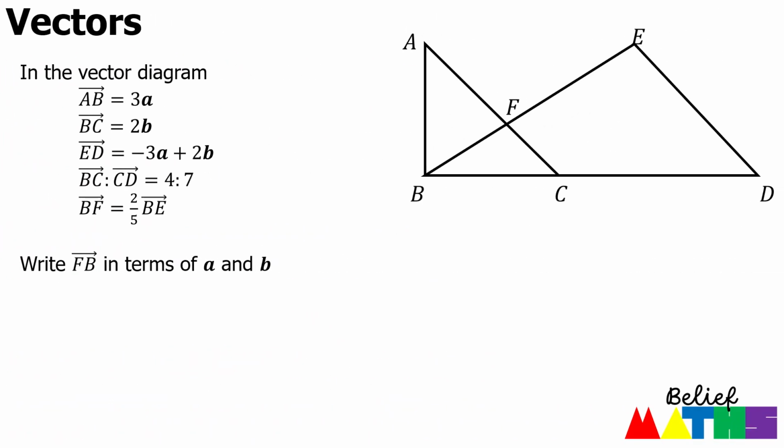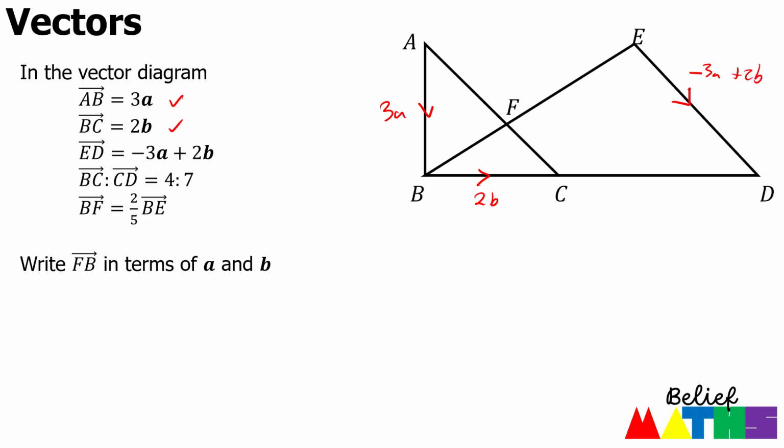Vectors again is another good topic, and there's lots of different things you can be asked on this, but let's just look at this question. So it tells us that AB, so we're going to add these arrows on, so A to B, so that's coming down. That's going to be 3a, and then B to C is 2b. So we've got both of those in there. It says ED, so E to D is minus 3a plus 2b.